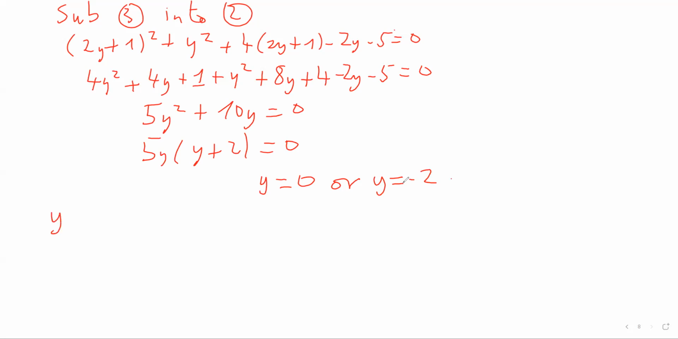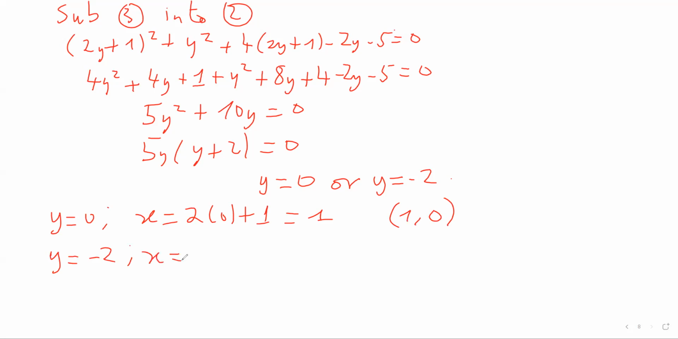So we know that y is equal to 0. We have x is equal to 2 of 0 plus 1, which is 1. So one of the points is (1, 0). And y is equal to -2, x will be given by 2(-2) plus 1, and this will be equal to -3. So we have (-3, -2) as another point of intersection.